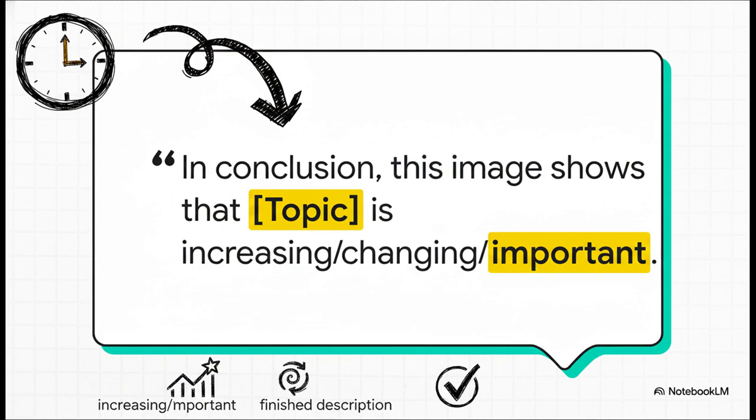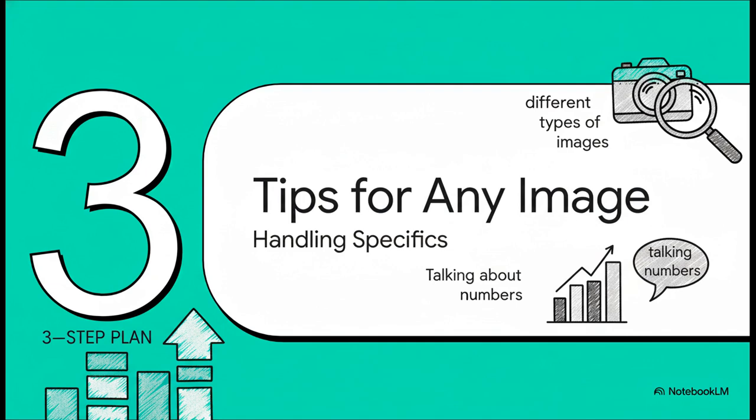You could say something like, in conclusion, this image shows that the topic is important. This just gives a nice, clean ending to your description. Okay, so we've got our 3-step plan. Now let's talk about a few practical tips to help you use it, especially when you're looking at different types of pictures and you have to talk about numbers without tripping over your words.